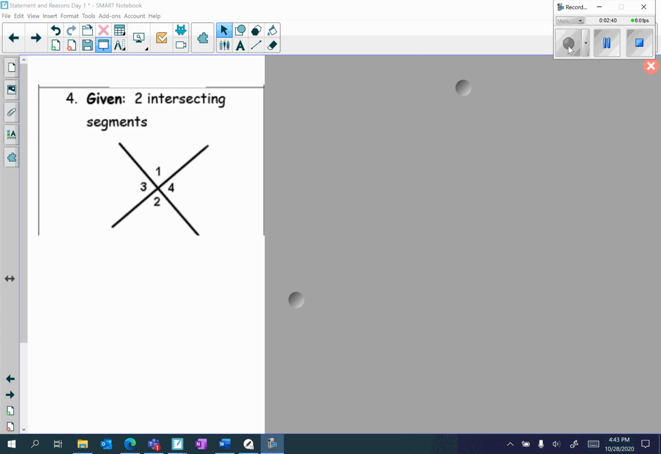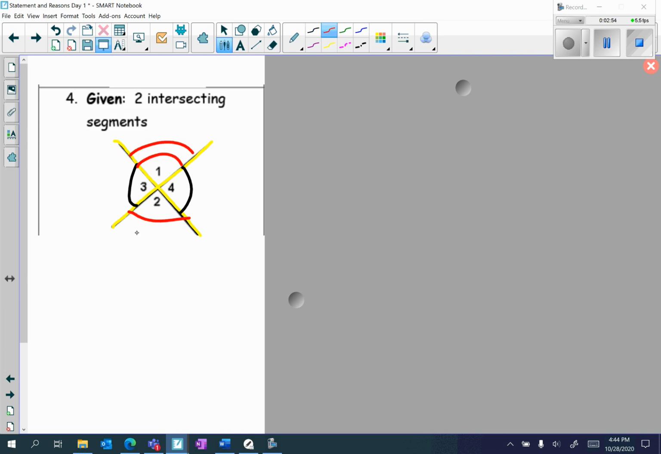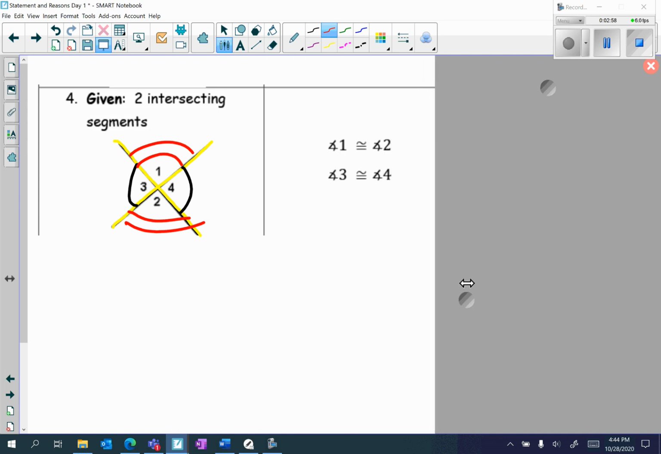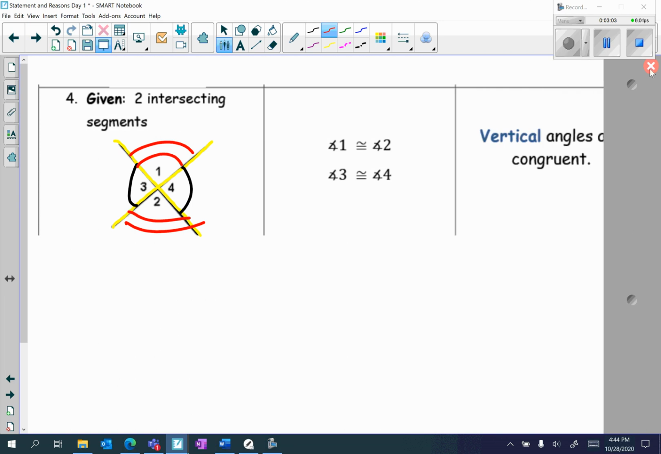Next, I have given two intersecting segments. So notice for this question, I see an X. So I have vertical angles. Angle 3 is congruent to angle 4, and angle 1 is congruent to angle 2. That's going to be my statement. My reason's going to be vertical angles are congruent. Anytime you see an X, you have vertical angles.